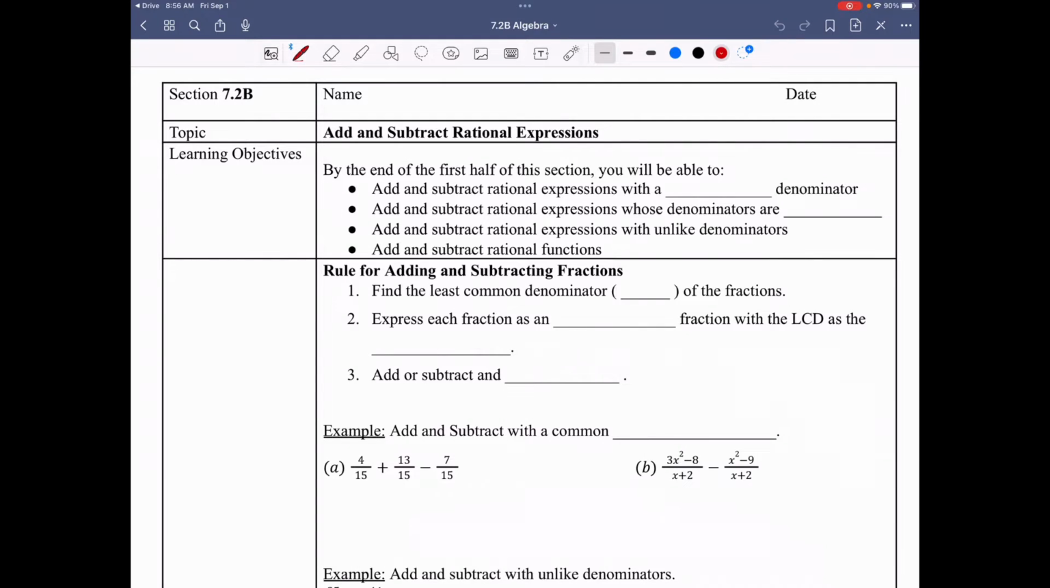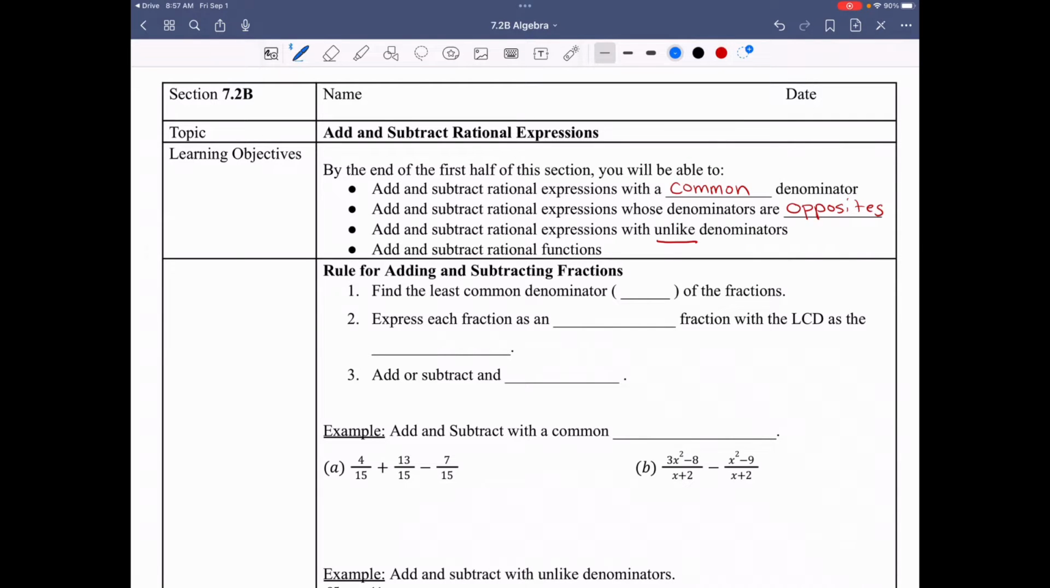Hello students, today we are covering section 7.2, part B, add and subtract rational expressions. By the end of the first half of this section, you will be able to add and subtract rational expressions with a common denominator. You'll also be able to add and subtract rational expressions whose denominators are opposites. You'll add and subtract rational expressions with unlike denominators, and you'll add and subtract rational functions.